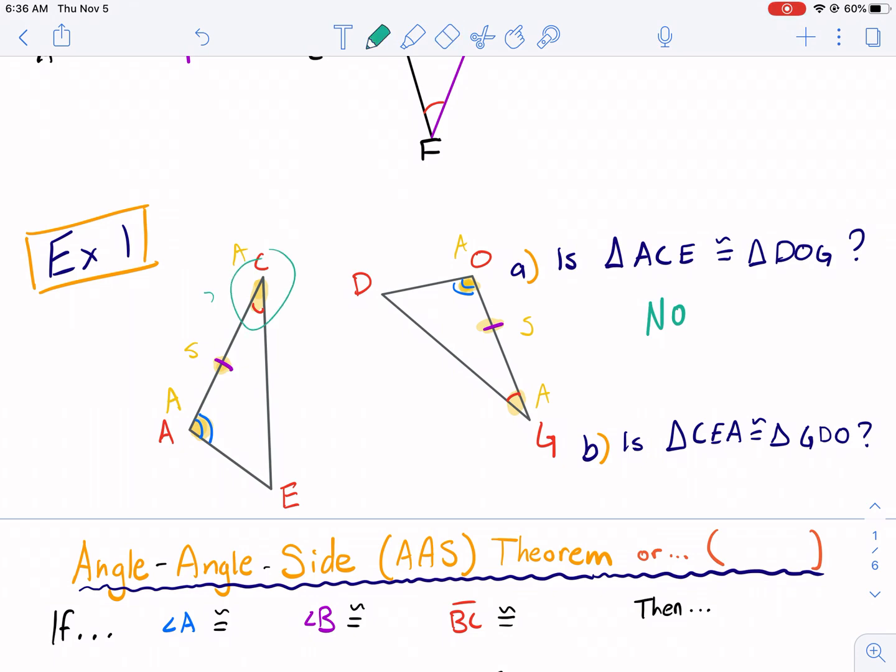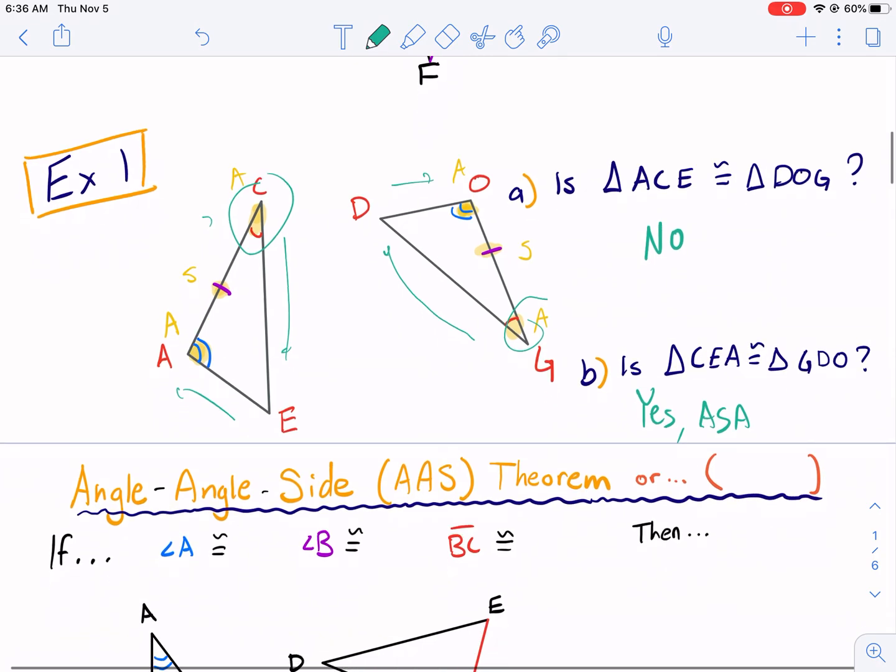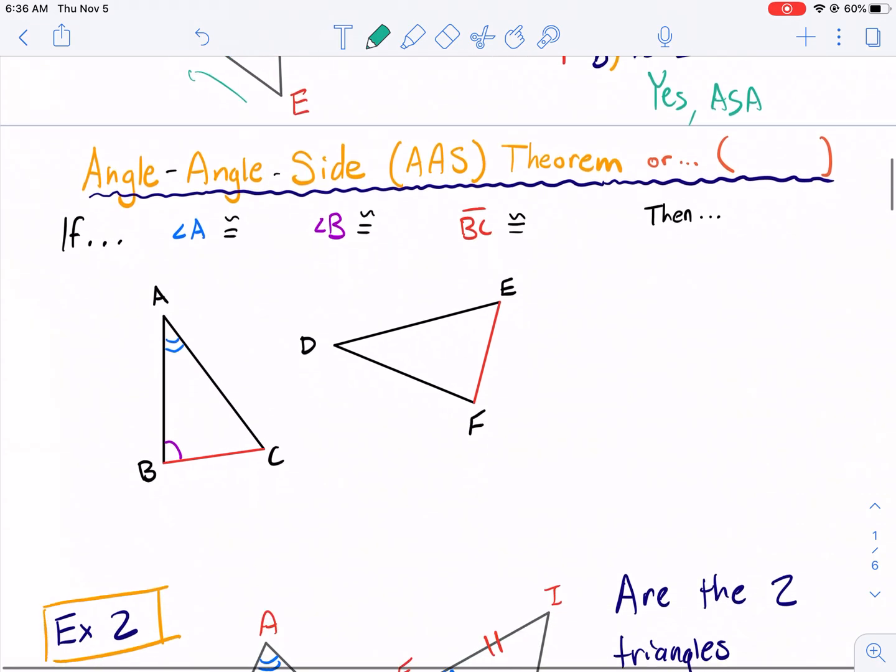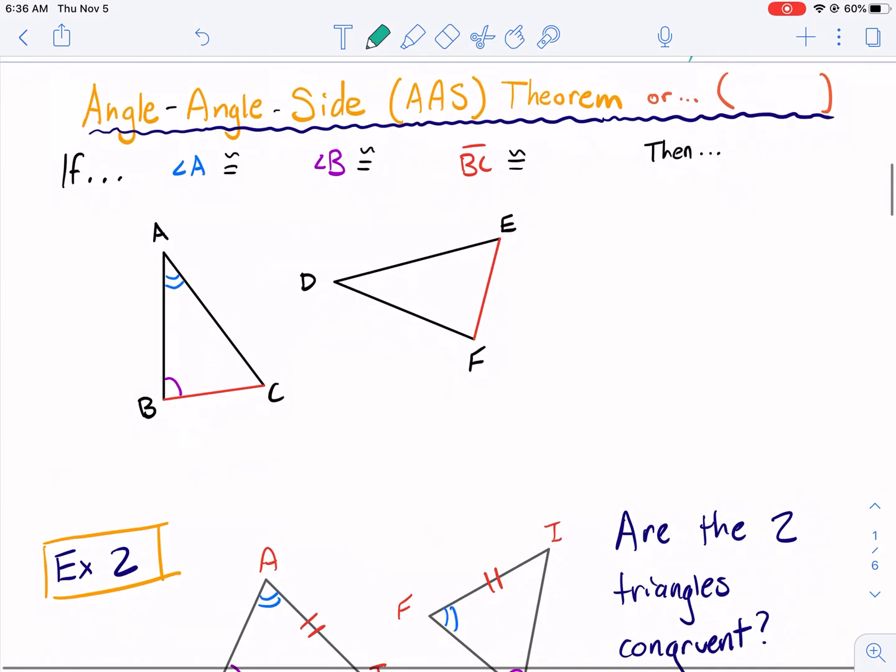Okay, we start at the red, we go to the non-given, and we end with the blue. Okay, that's CEA. And then GDO, we start at the red, we go to the non-given, and we end with the blue. Okay, so this one's yes, because of angle, side, angle, which we've already talked about. So that's example 1.